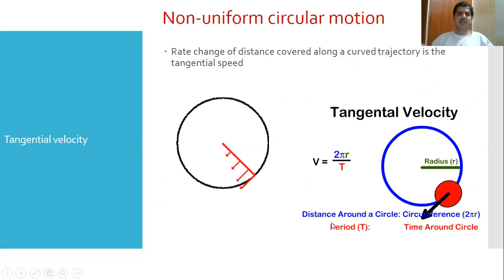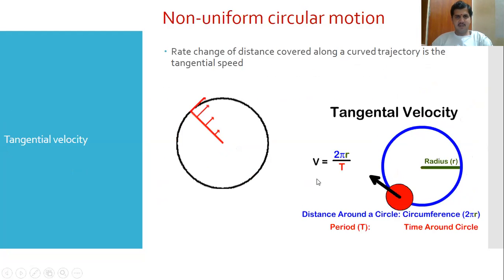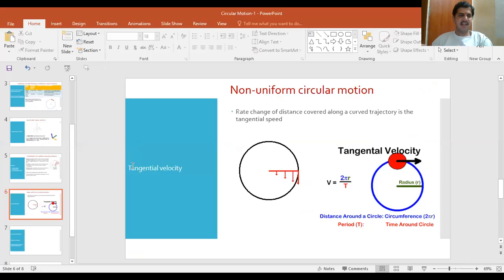Okay, so let us move on to the next part. Non-uniform circular motion, we'll discuss at a later stage. So with this, we come to an end for the chapter. Next class, we'll look more into non-uniform circular motion.